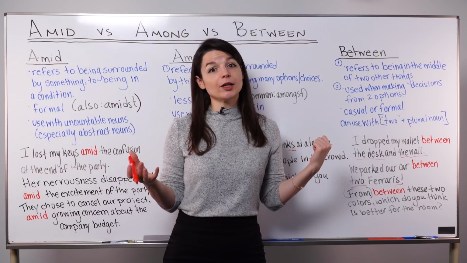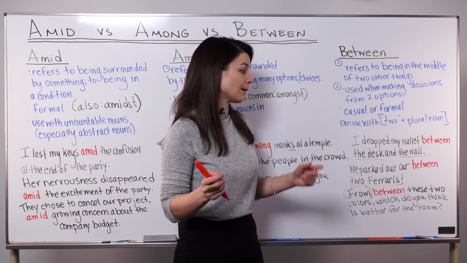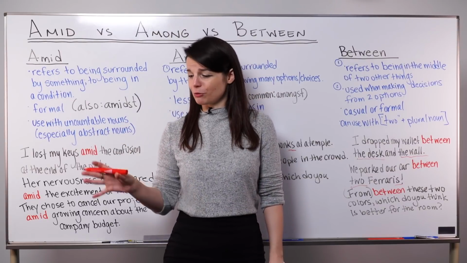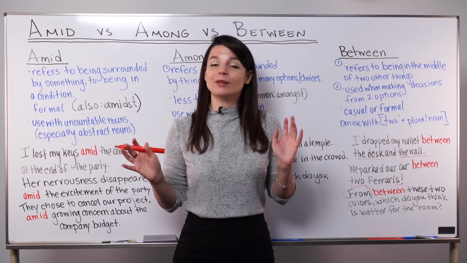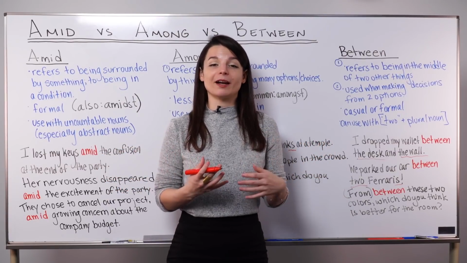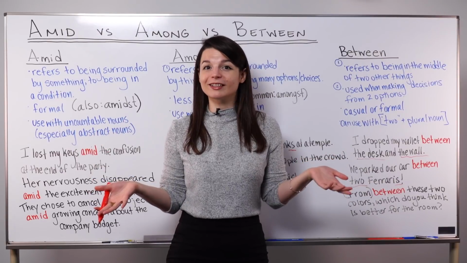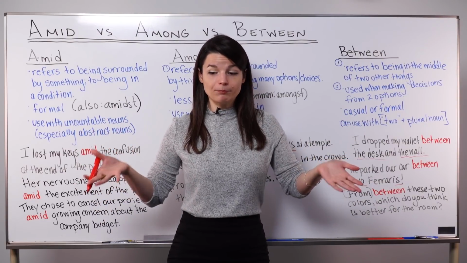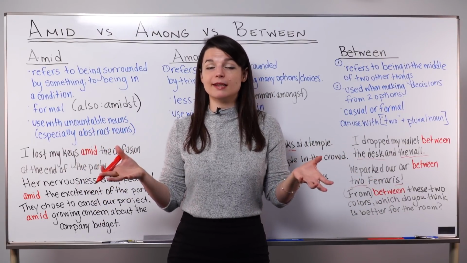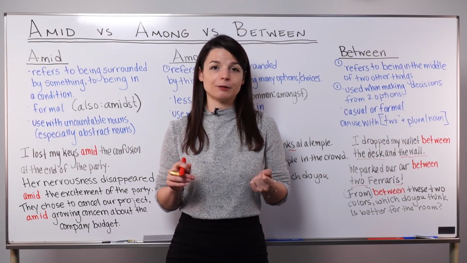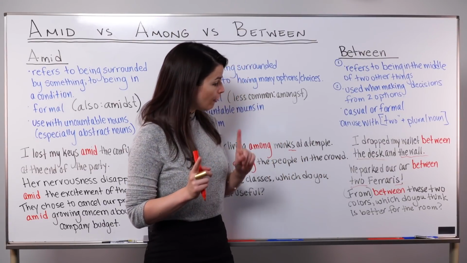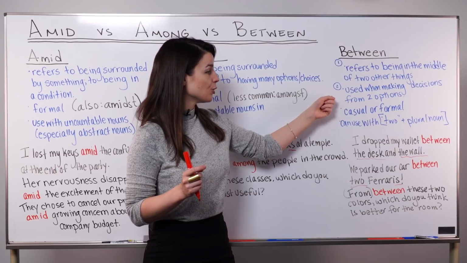So it sounds better to say 2 Ferraris than we parked our car between a Ferrari and a Ferrari. That sounds a little bit unnatural. Instead, we would say, I parked my car between 2 Ferraris. So if they are the same thing, if both sides are the same thing, you can use this 2 plus the plural noun pattern.